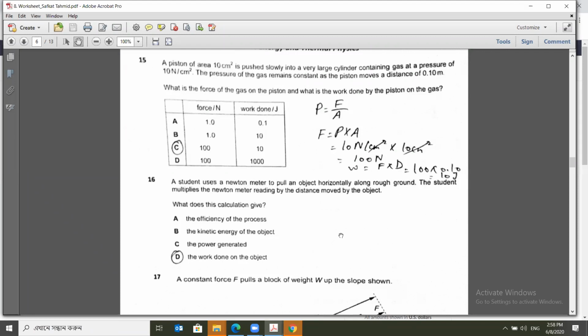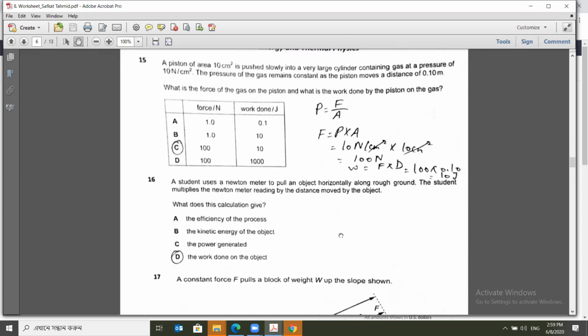16. Nubrat, read. A student uses a Newton meter to pull an object horizontally along rough ground. The student multiplies the Newton meter reading by the distance moved by the object. What does the calculation give? The work done on the object, sir.